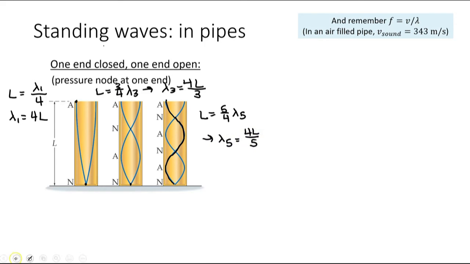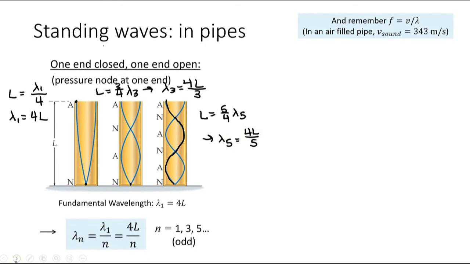Okay, and so now we can see a pattern. So in general here, when we have a pipe that has one end closed and one end open, the wavelength of the nth harmonic is going to be 4L divided by n, where n can only take on odd values in this case. So it can only be 1, 3, 5, any odd number.